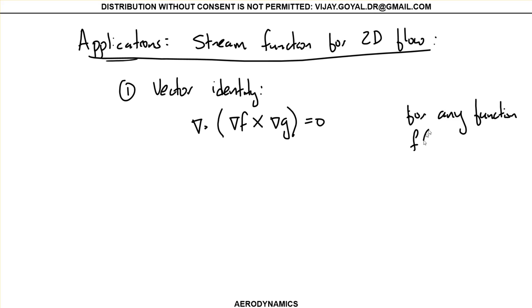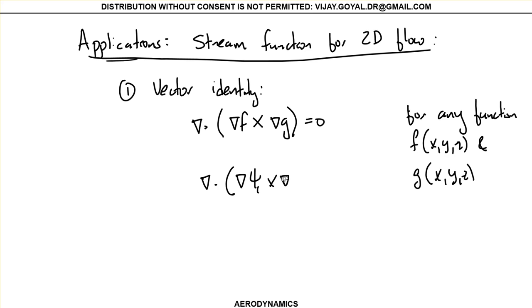This is for any type of function, f of x, y, and z, and g of x, y, and z. So because of this identity, this is what we said in the previous slide, that I'm getting this function. And this all comes from your vector calculus. So let's do a simple example.